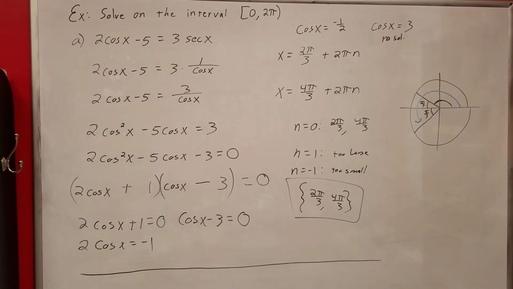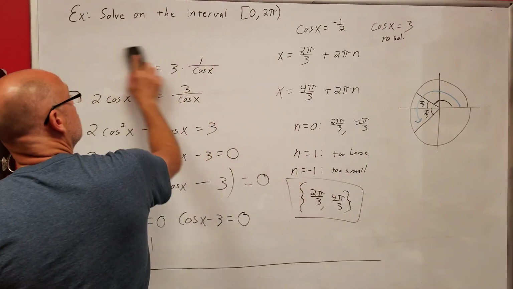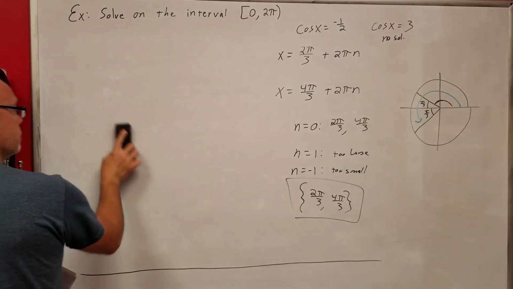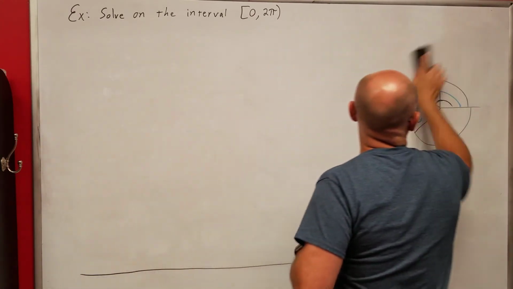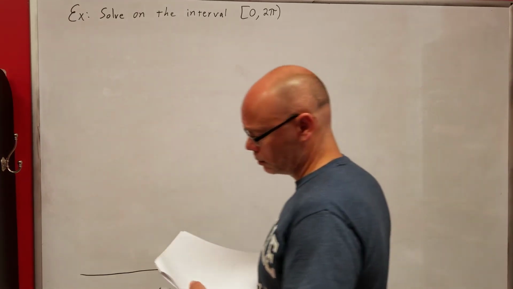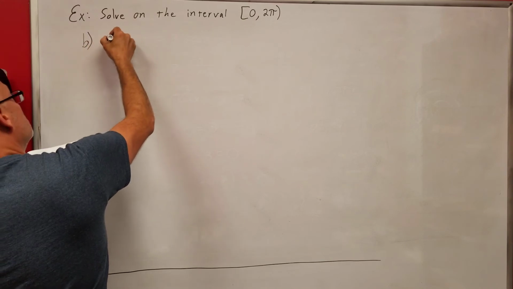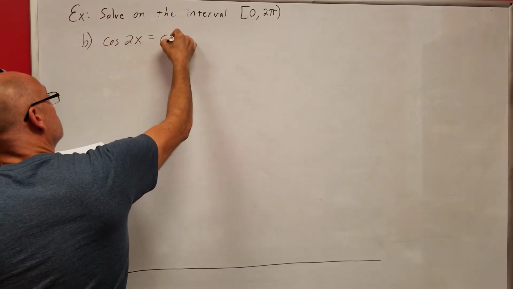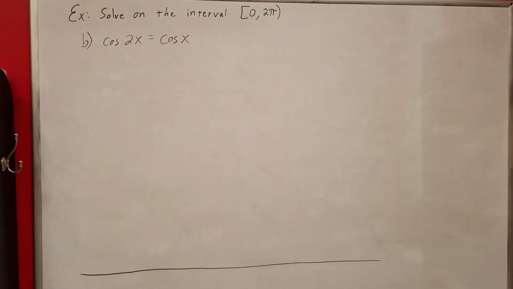Let's look at part B here. Same directions. Solve on the interval from 0 to 2 pi. But now we have a different equation. Erase all this stuff real quick. All right, for B, we have cosine of 2x is equal to cosine of x here.